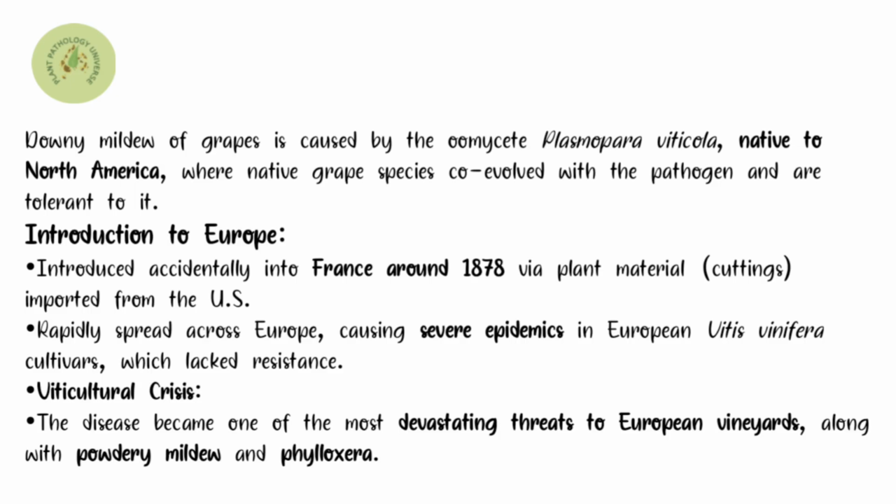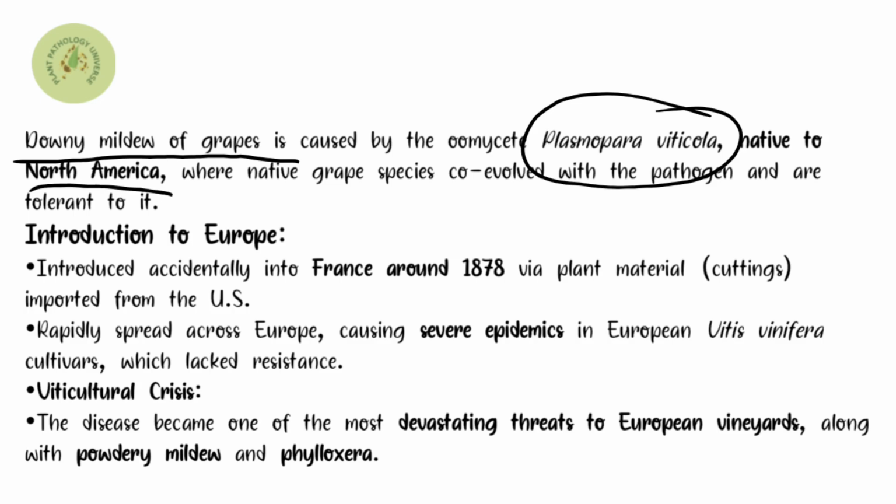Okay, now the third disease or the third landmark that we are going to discuss is the downy mildew of grapes, right? This downy mildew of grapes is caused by another organism, now regarded as a fungal-like organism rather than a true fungus, known as Plasmopara viticola. And this disease is native to North America.